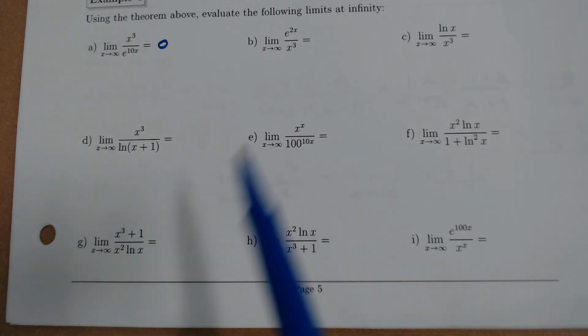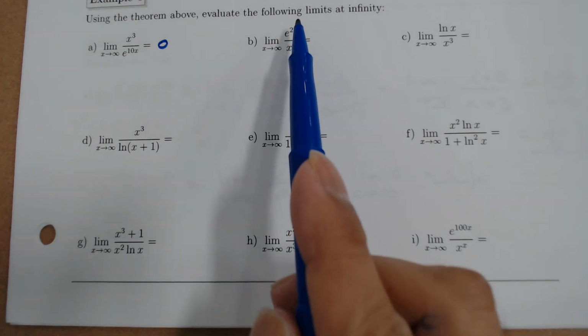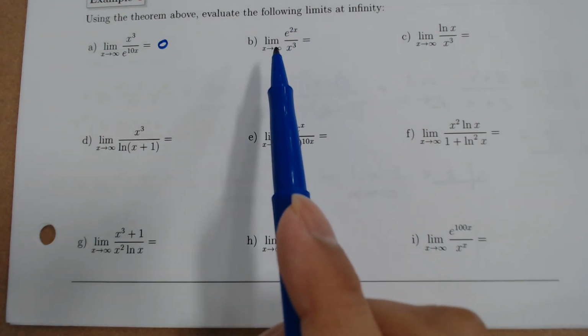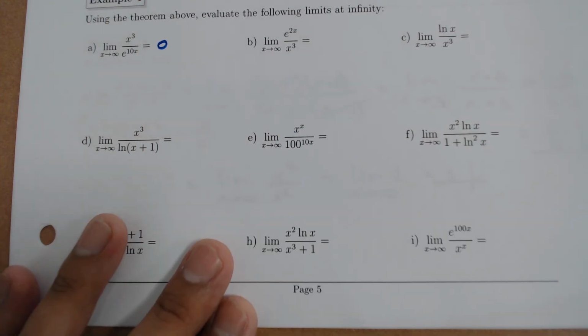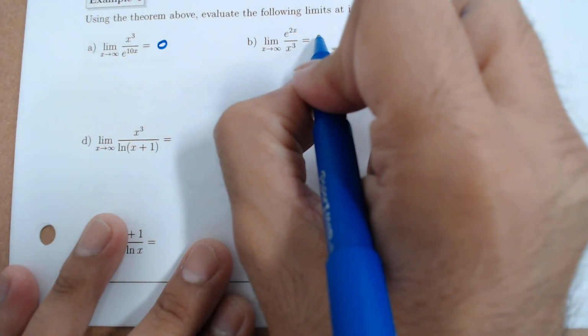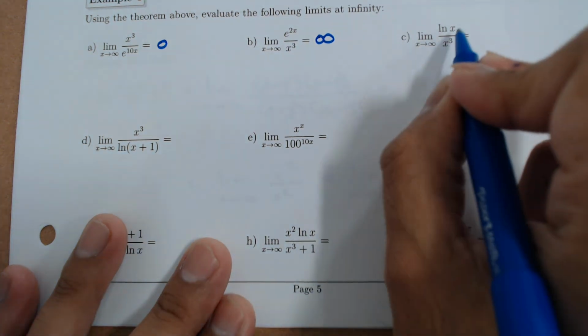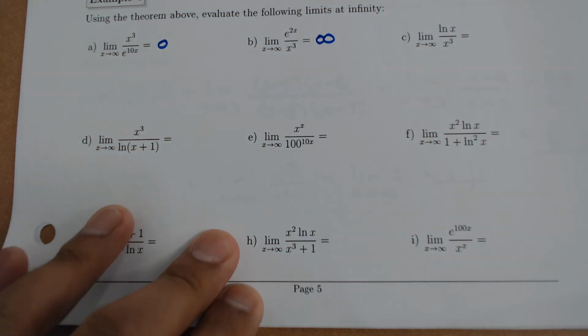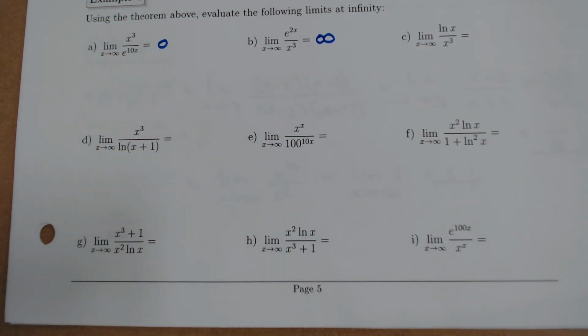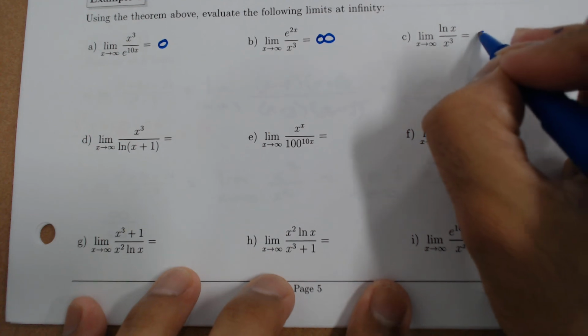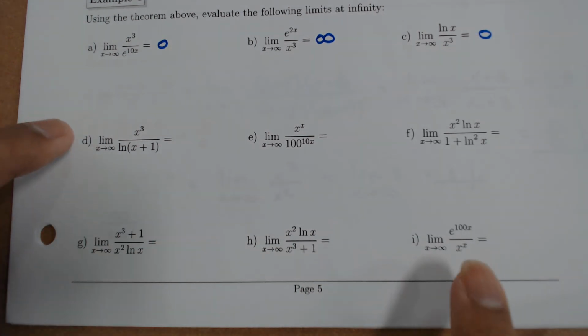Okay, what about letter B? Exponential in the numerator, polynomial in the denominator. 0 or infinity? Infinity. What about ln of x versus x cubed? Ln in the numerator, x cubed in the denominator. Again? 0. All right. Okay, how about you guys do letter D from letter I?